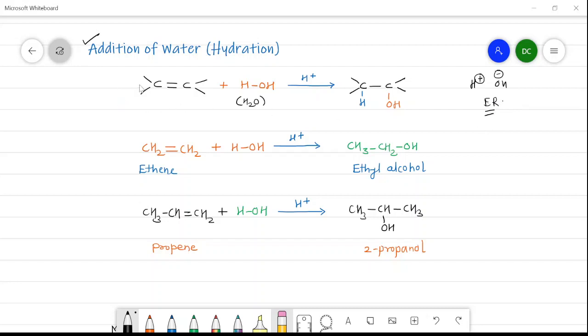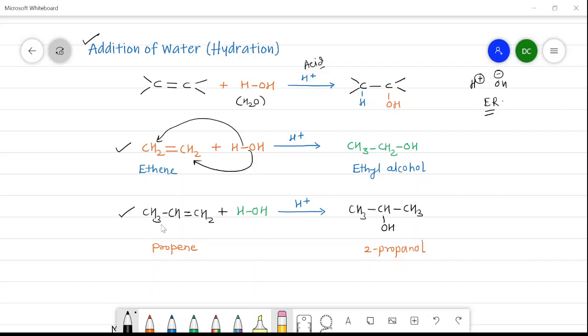So the general reaction: alkene reacts with water in presence of an acid catalyst. This is the important condition. Acid catalyst is there. It will give a corresponding alcohol. See the example. Ethene reacts with water in presence of acid to give ethyl alcohol. This hydrogen will attach to this carbon, OH will attach to this carbon and we get ethyl alcohol.